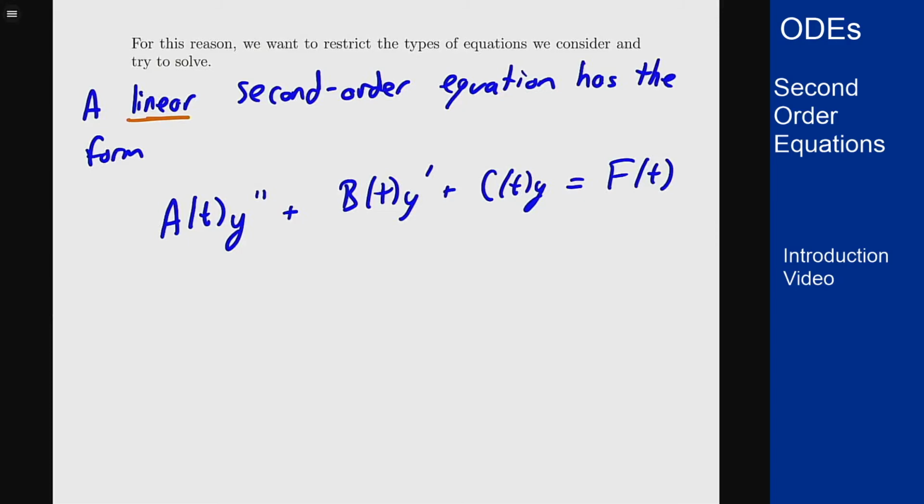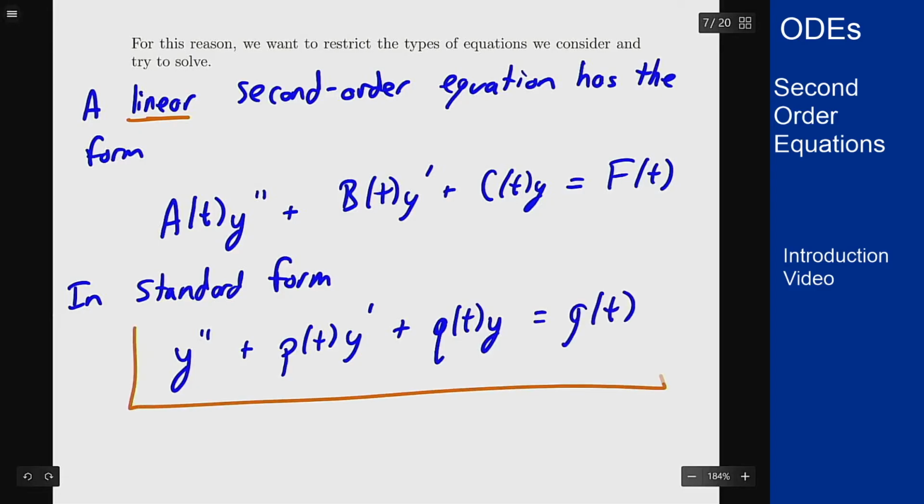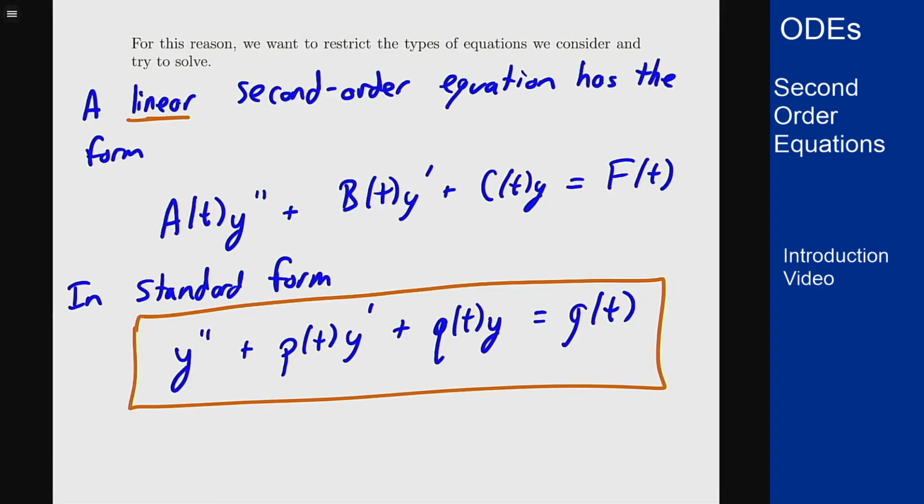In standard form, we just want to get the y double prime term by itself. So you have y double prime plus p of t times y prime plus q of t times y equals some function g of t. This is going to be our standard form for second order linear equations, which is what we're spending all of our time trying to solve in this unit.